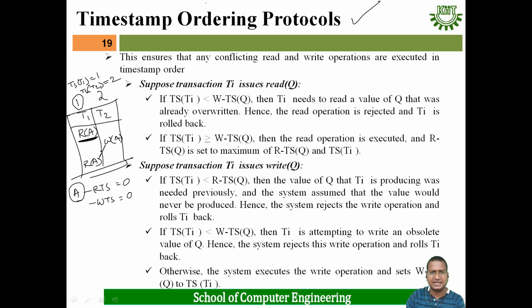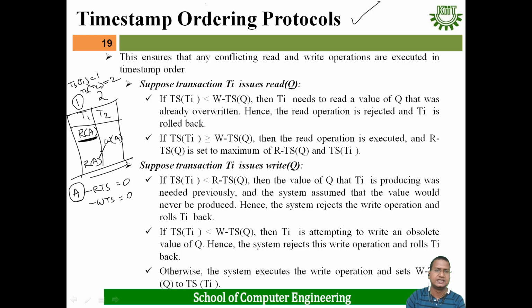Okay, is the timestamp of Ti less than the write timestamp of Q? The write timestamp of Q is 0. Is 1 less than 0? Is it true? Then Ti needs to read a value of Q that was already overwritten. Hence, the read operation is rejected and Ti is rolled back.